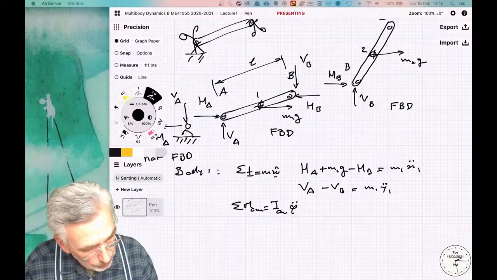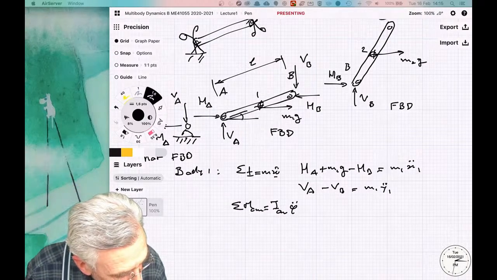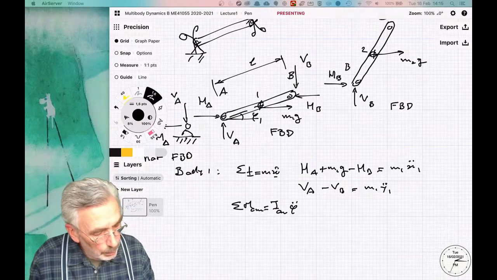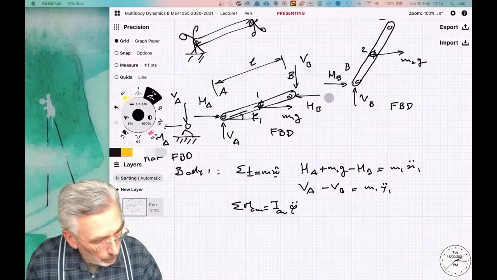This is in the middle, L over 2. And then we have this angle. Let's, for Pete's sake, put in that angle. That makes it easier. So that's phi 1. And now we have to take all the action of all these forces.